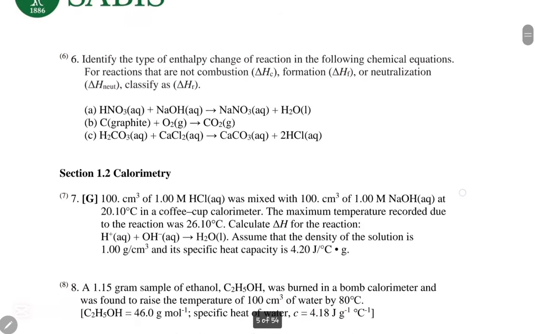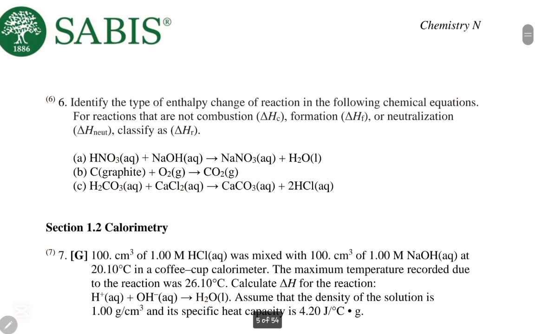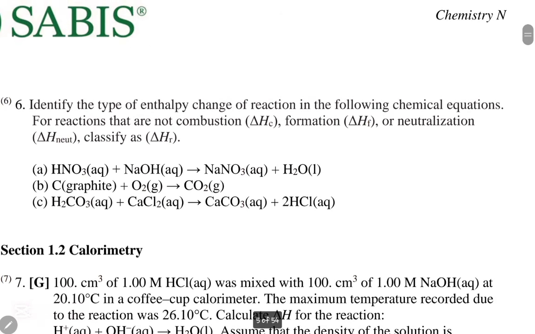We're going to move on to question number 6. What does it say? Identify the type of enthalpy change of reaction in the following chemical equations. For reactions that are not combustion, delta HC, formation, delta HF, or neutralization, delta H neut, classify them as delta H of reaction. So basically you should identify the type of enthalpy change happening, either delta H of combustion, formation, or neutralization. If you don't know what it is, you say it's delta H of reaction.